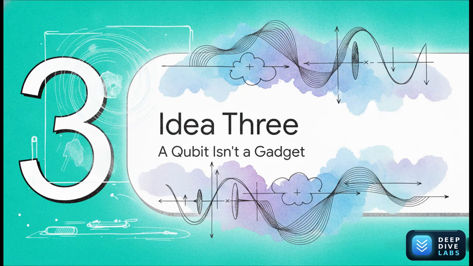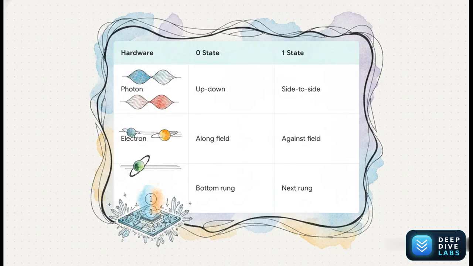Okay, idea 3, a qubit isn't a gadget. Let's clear off the whiteboard for one last major hurdle. You see, a qubit is not some specific piece of silicon you can just go buy at a hardware store. A qubit is actually a role. Any incredibly tiny system in nature that has two clean, controllable states can play the part of a qubit. It's the exact same idea wearing totally different physical costumes.